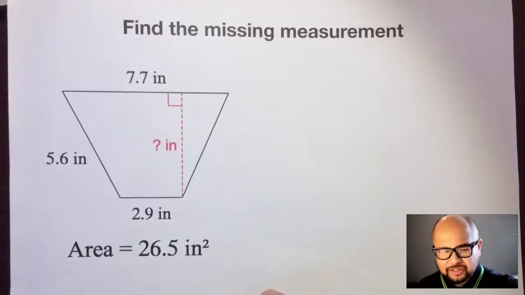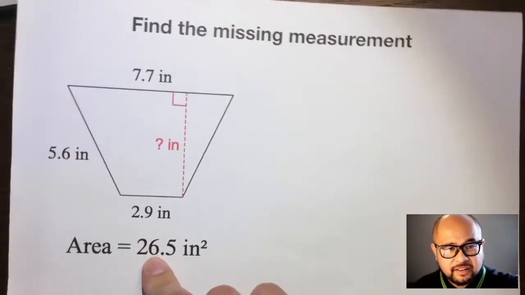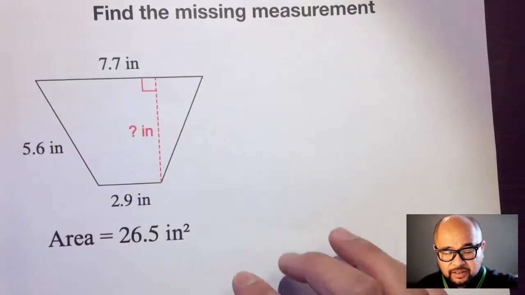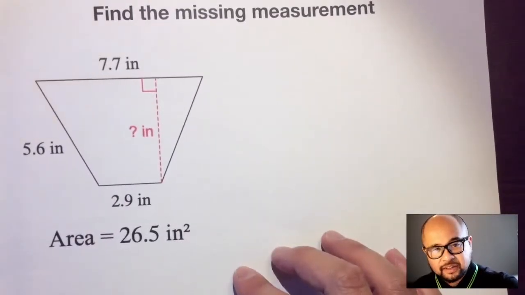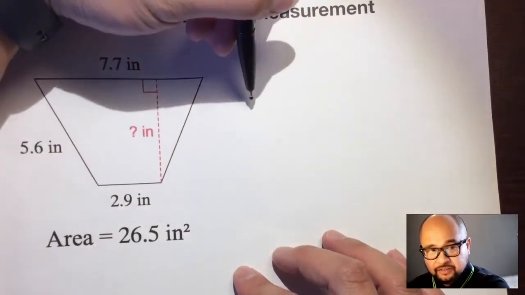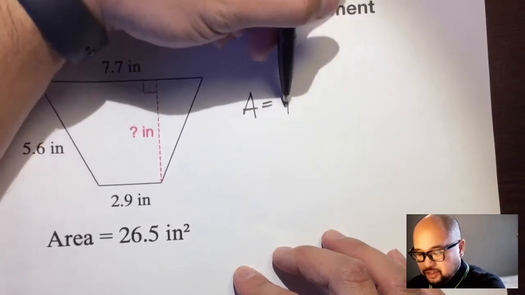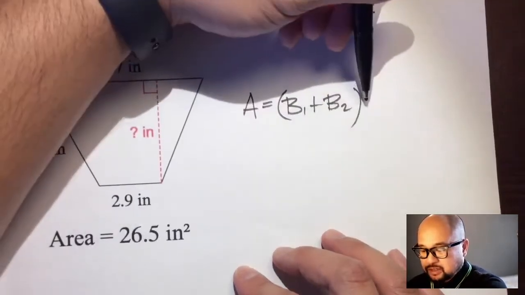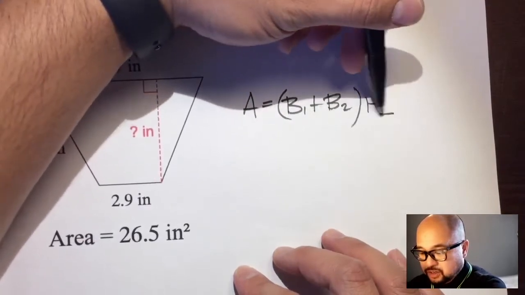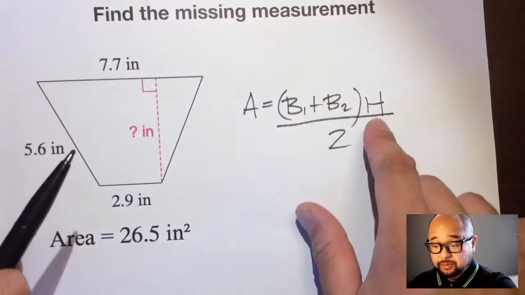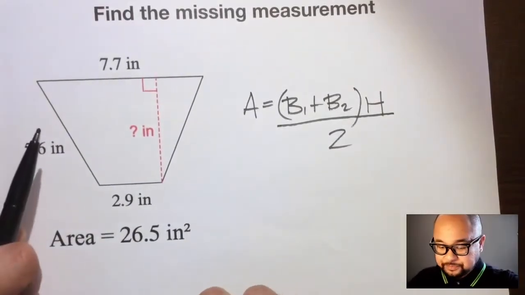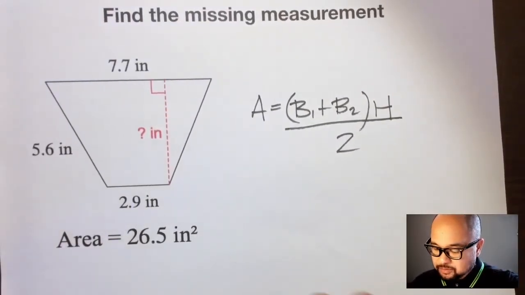Find the missing measurement. This one's a little different. This time they give us the area, and they want us to find this right here. So it's the same thing. Remember, the formula for the area of a trapezoid: A is equal to base 1 plus base 2 times H divided by 2. Remember, that height is perpendicular to the two bases. So let's substitute some numbers in.